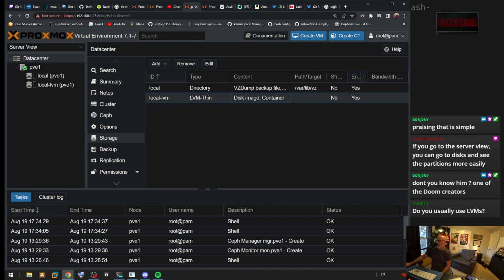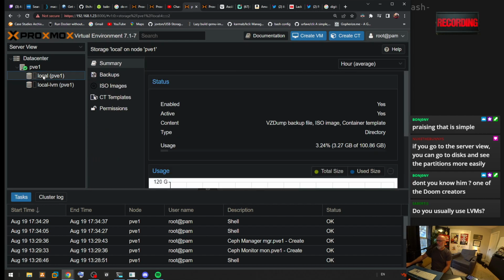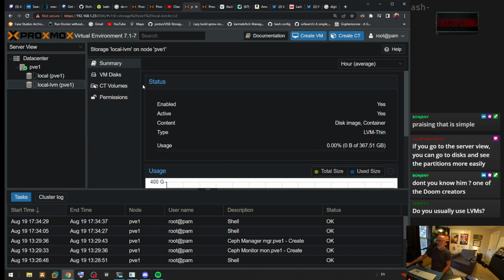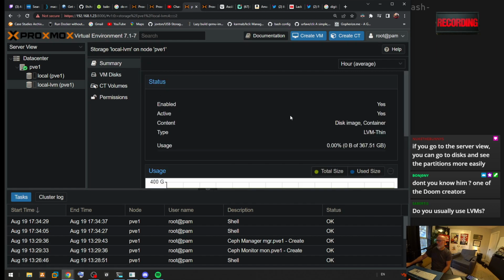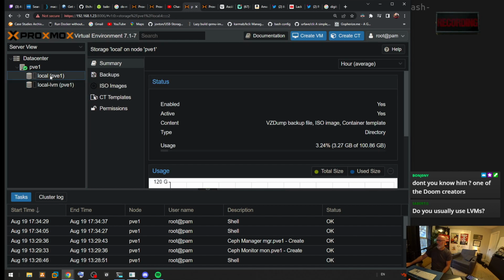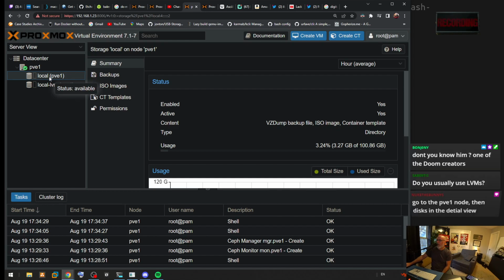How much does this have in it? I'll go look at something here. So this has local LVM, VM disks. There's no disks created here at all. That's very interesting. 0 bytes of 367 gigabytes. So I must have a 500 gigabyte hard drive because, yeah, that makes sense. Because this is 100 gigabytes for the base install. It uses LVMs. I don't get to choose that.